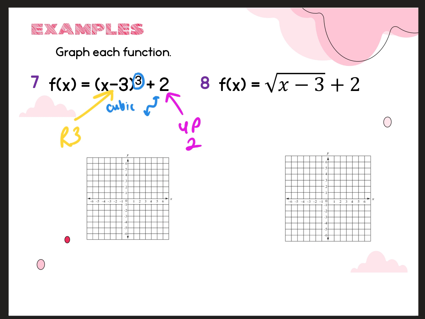So if you guys want to, here's my parent. Just a little sketch. Now again, this is not as accurate as if you plugged in all of your table of values, but at least you can get an idea of what the graph looks like. This moved right 3, so 1, 2, 3, and up 2. So something like this.